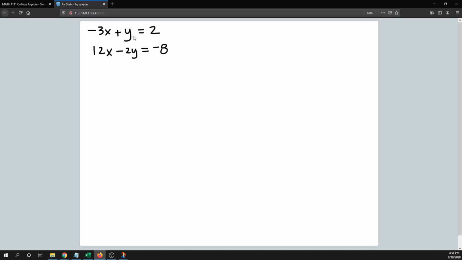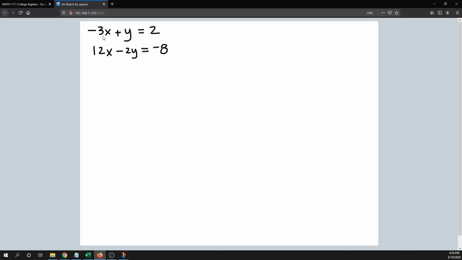But just looking at this one, I can see that this variable has a coefficient of 1, which sets up very nicely for substitution, whereas for elimination, you would like some of these to be opposites, although you could do it by elimination pretty easily as well. But I'm going to go ahead and work through this one by substitution.